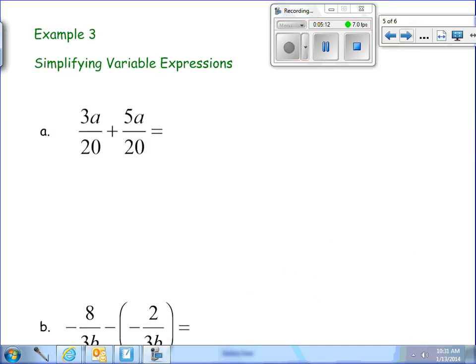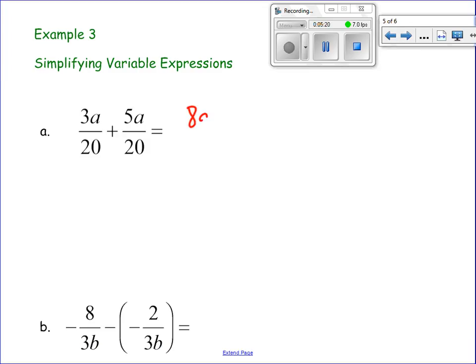Now we're going to simplify variable expressions. 3a over 20 plus 5a over 20. You would just add the numerators, 8a over 20. But notice in this they have a common factor of 4. So you can simplify this to 2a over 5.